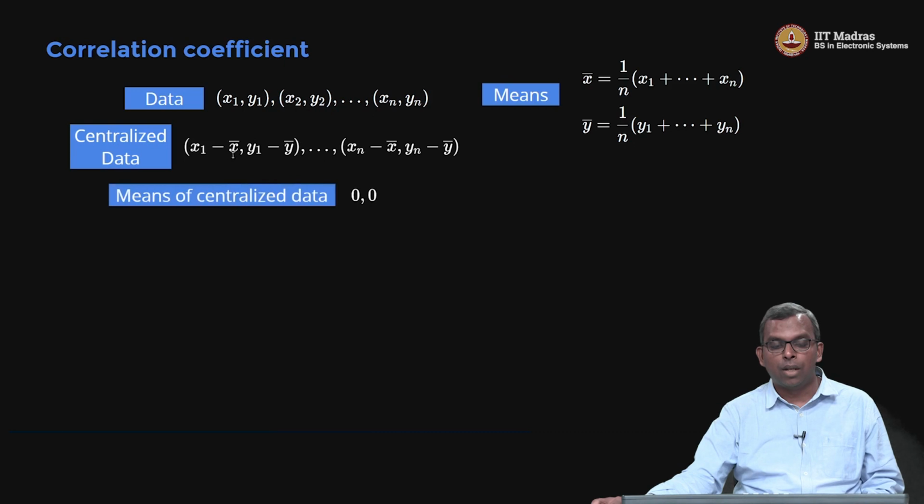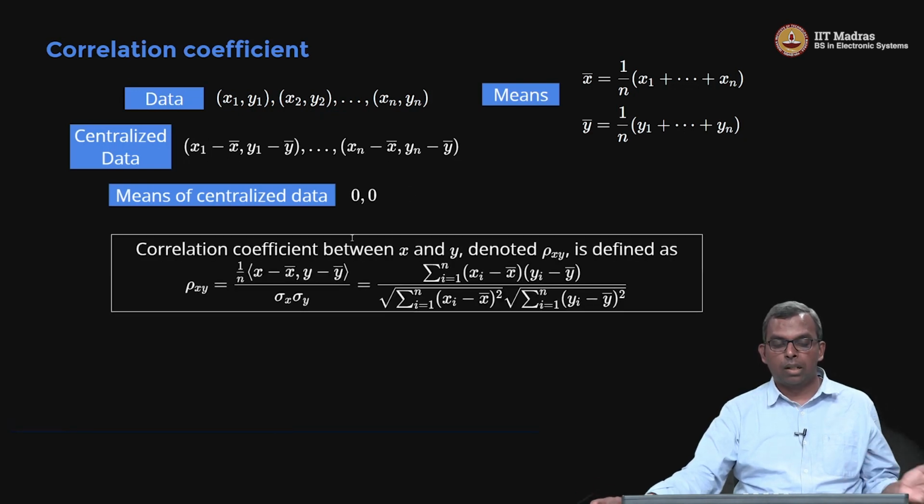What happens is, if you take the mean of the centralized data, you will get 0. See, if you add up all these x1 minus x bar through xn minus x bar, divided by n, you will see that you will get 0. Check that again. So the mean of centralized data is 0. So from mean being x bar, you went to mean 0 by centralizing. The mean is x bar, y bar originally. You subtract x bar, y bar from each point, you go to mean 0. So this is a good way of centralizing and then defining correlation.